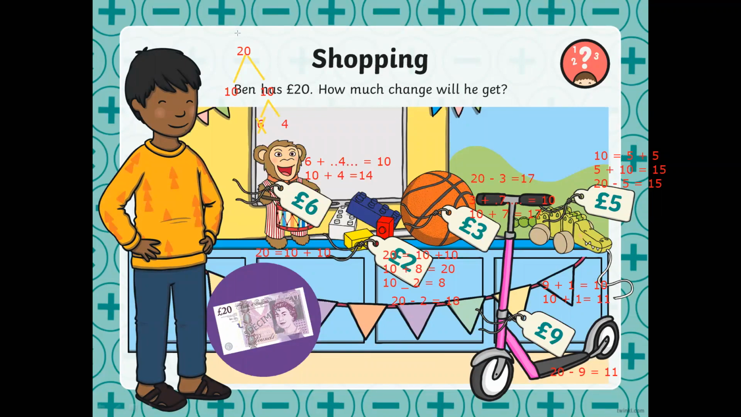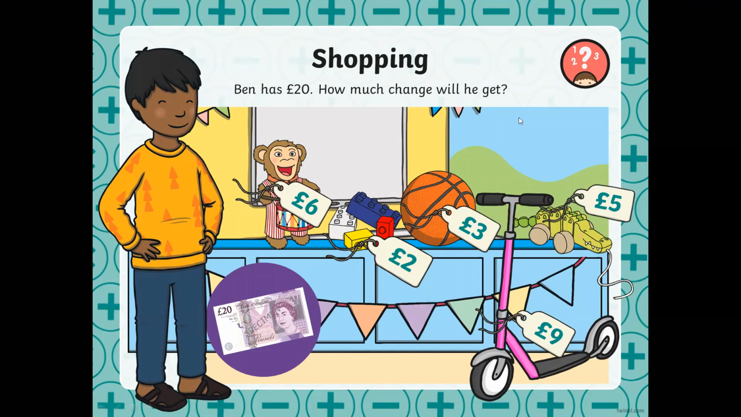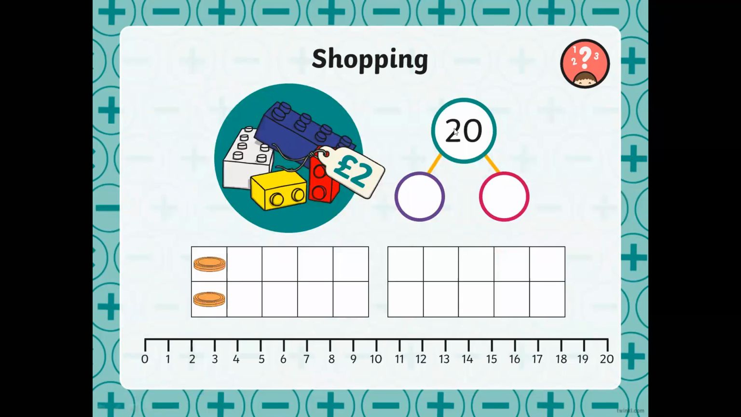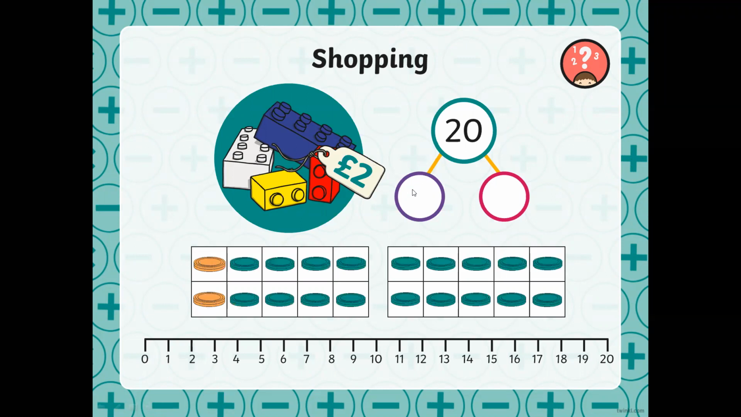Let's see how the PowerPoint is made. Okay, here he says you have 20. Okay, he drew for you the 2 counters you will pay, with orange color. So I will write here 20 is made of 2 and, let's see how he drew the rest of the counters.